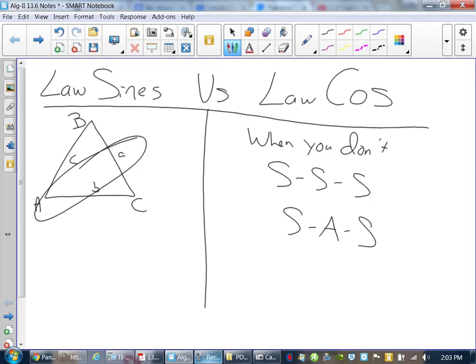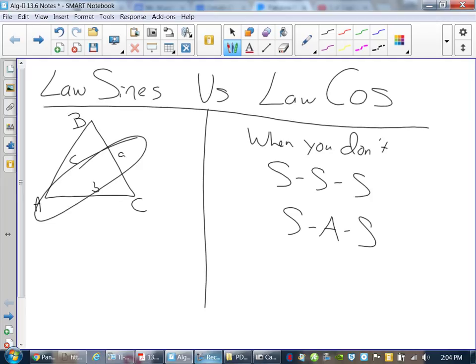Okay. Yes, ma'am? If you have SAS, wouldn't you just use the other formula? No, because what I want you to remember is when you have side angle side, that means you have two sides and you have the given angle between them. You'd have to use law of cosines here because you have an angle, you don't know the side across from it. So this would have to be a cosine problem. Yeah, you're talking about the side, not the area. Correct. Yes, and that's the difference here. All right. So that's what you're looking at.